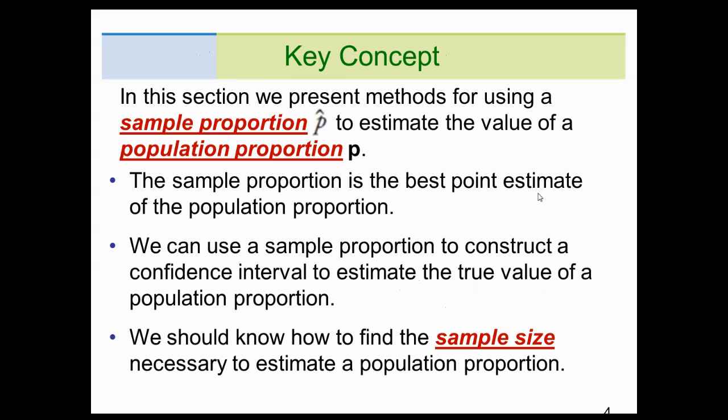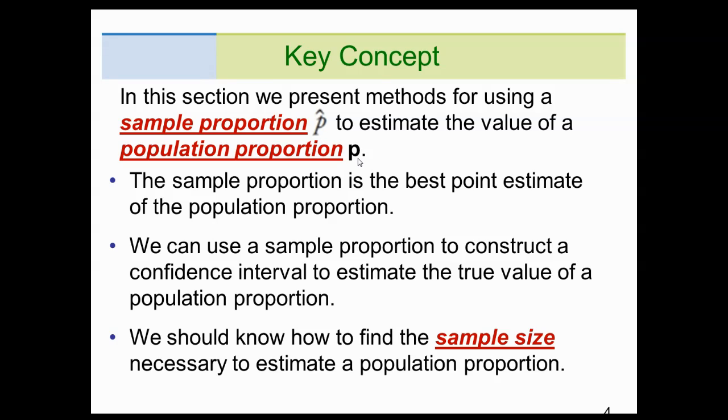Estimating a population proportion. All right, in this section we present methods for using a sample proportion called p hat. It's sort of an upside down V. Now you're saying to yourself, well, why didn't they call it P bar? They called it X bar before. Well, I don't know the answer to that. They call it p hat. The proportion of the sample is the estimate of the population proportion p, just like X bar was the best point estimate to the population mean mu.